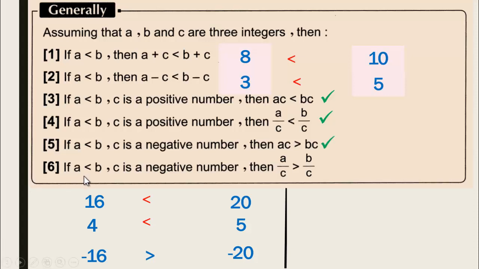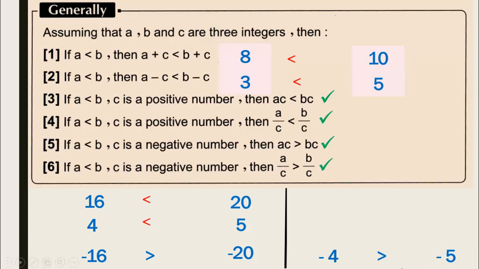Number 6, if a is less than b and c is a negative number, then we said that when we multiply or divide with negative numbers, we flip the sign. Then a divided by c is greater than b divided by c. If I made here 8 divided by negative 2 and 10 divided by negative 2, so I will have an answer of negative 4 and negative 5. Is negative 4 less than negative 5? Of course not. So I must here flip the sign. So here negative 4 is greater than negative 5.